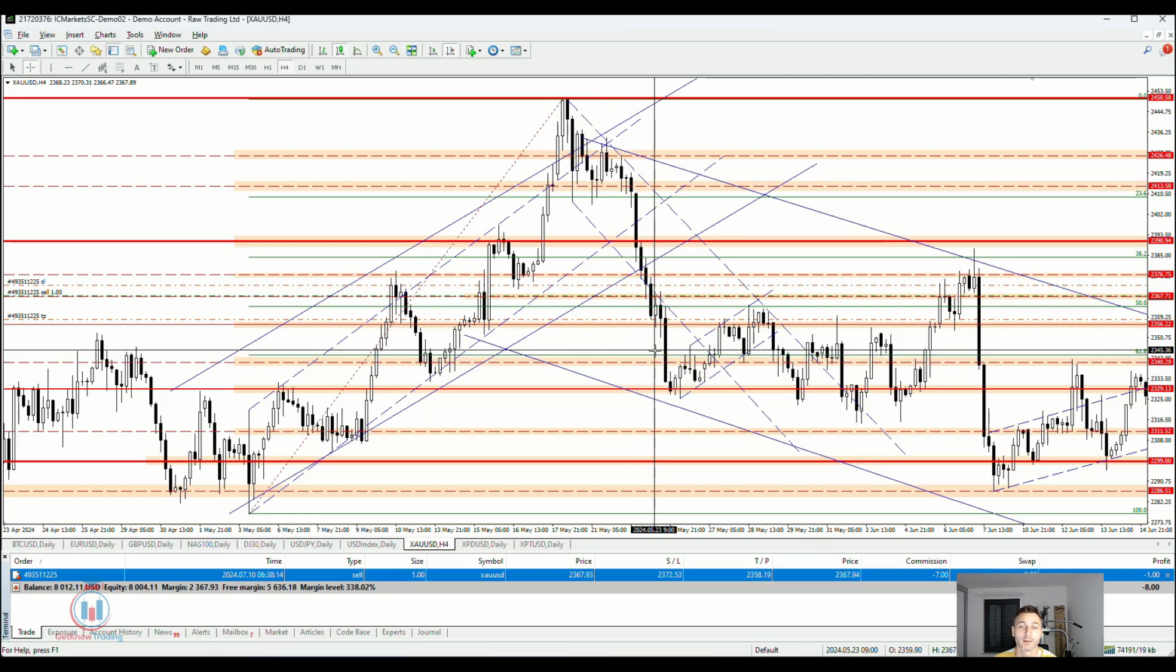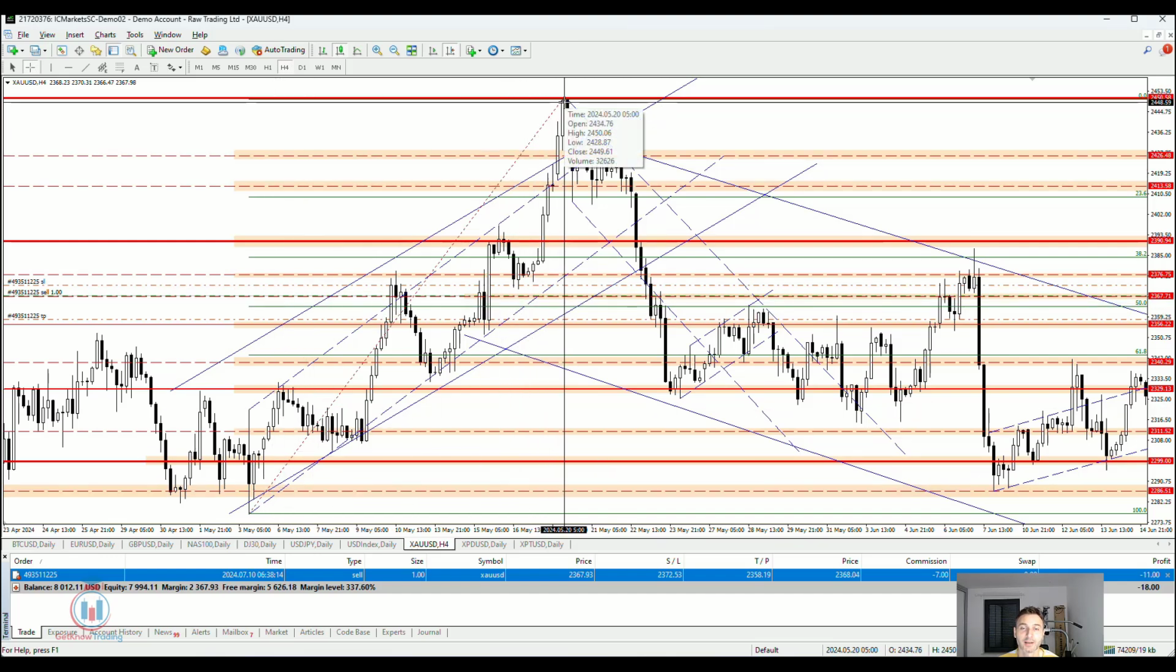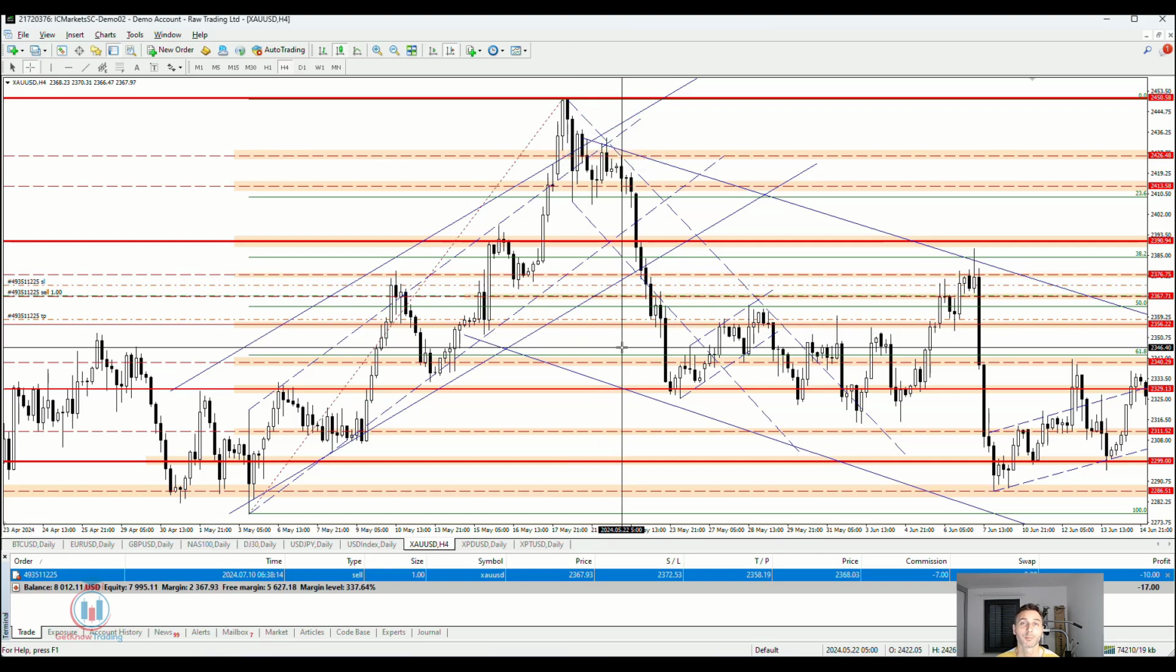Now again, my manually drawn horizontal support and resistance levels are based on what I can see on the chart, what the price is respecting. These Fibonacci levels, which are created right here, are automatically created when you draw them on the chart. So you can see it is not 100% the same.